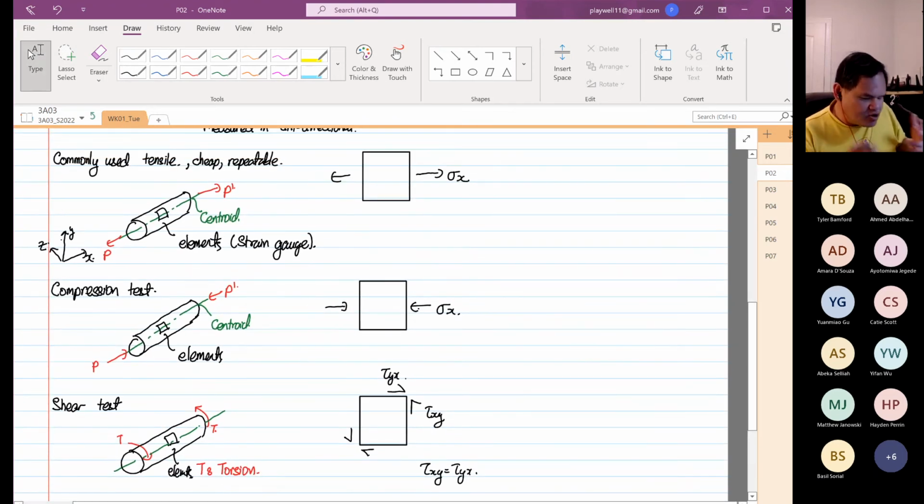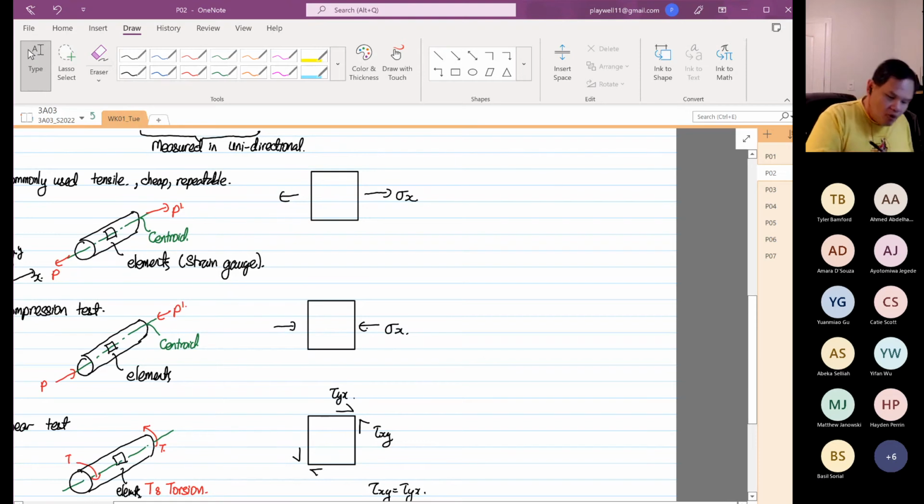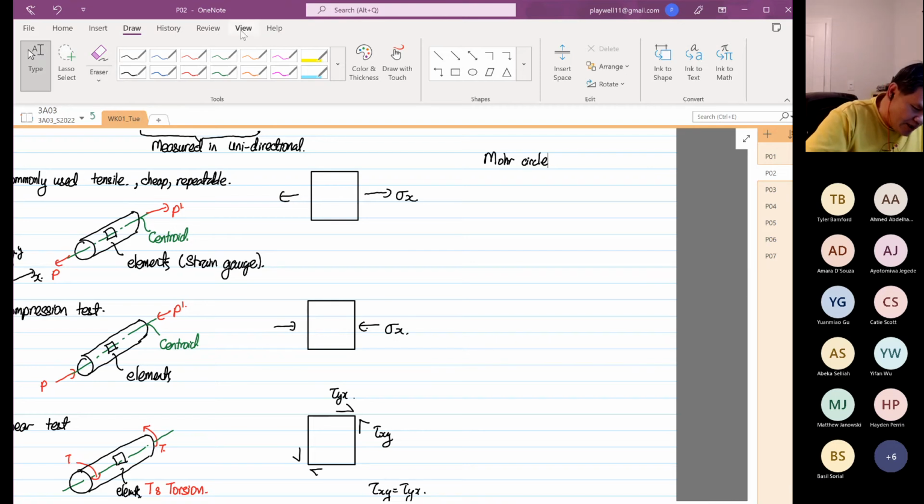So why am I showing you this? What is the purpose of showing you the elements? From the elements, you are going to learn Mohr's circle. From the elements, you are going to construct Mohr's circle. For this case, as an introduction, I'll just sketch 2D. Later on you will learn 3D Mohr's circle. In reality, you're going to construct 3D Mohr's circle. So how does this look?